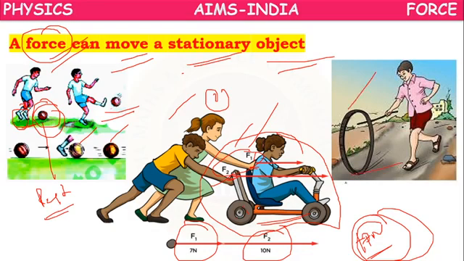Or with the stick, we can move the tire. Before movement, it was under rest. By hitting with the stick, we can create motion in the tire. So a force can move a stationary object.